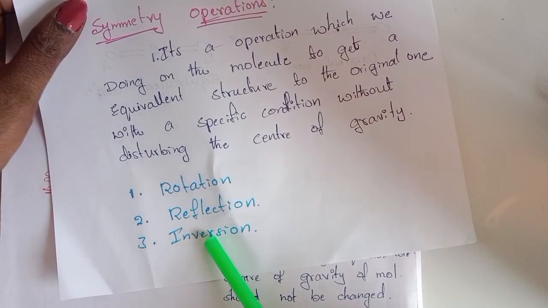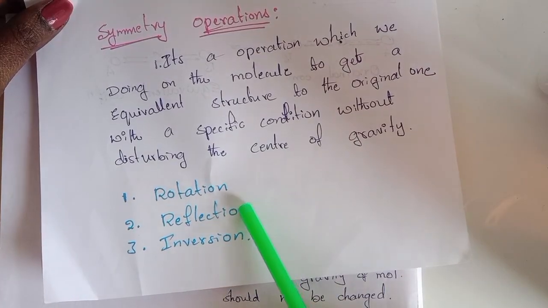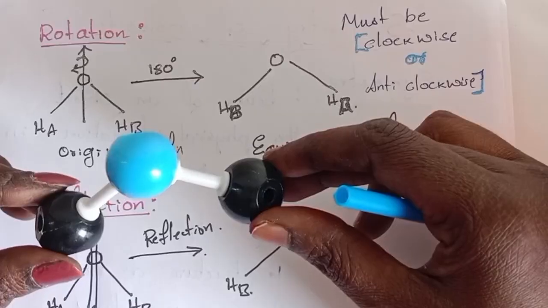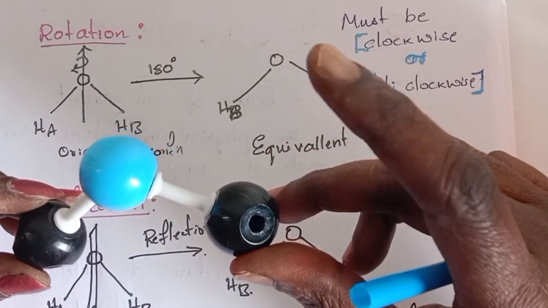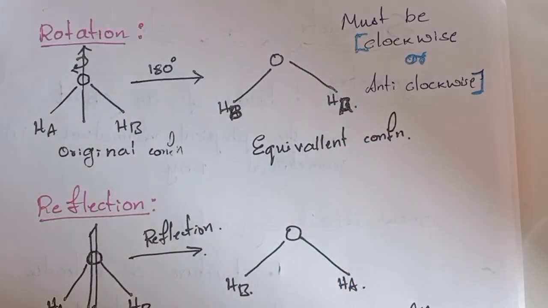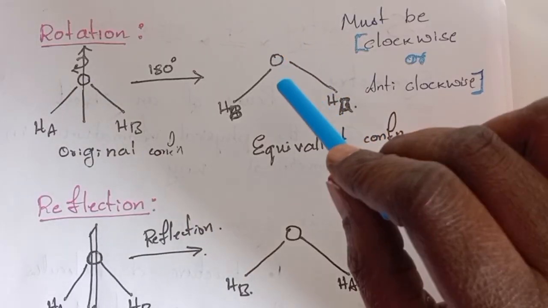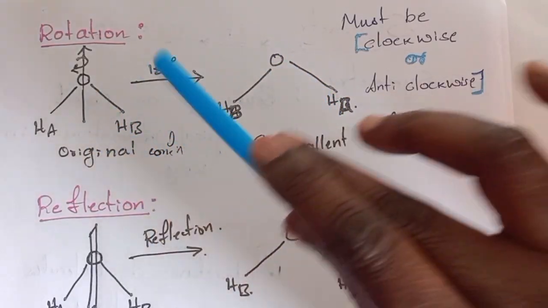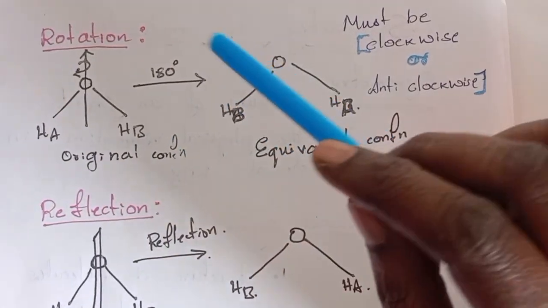So symmetry operations are of three types: rotation, reflection and inversion. In the rotation operation, we rotate the molecule under a specific condition to get the equivalent configuration from the original one. Here one has to know what an equivalent configuration is. An equivalent configuration has the same molecular formula and same structure, but the position of similar atoms is different.